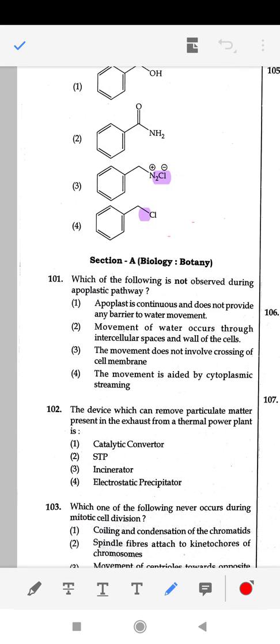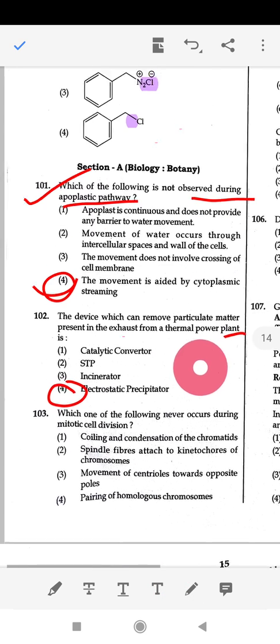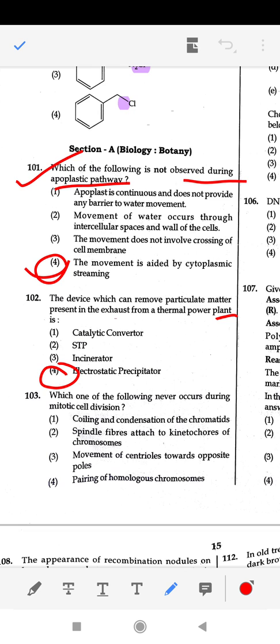First question is, which of the following is not observed during apoplastic pathway? Fourth is the right answer. The device which can remove particulate matter present in the exhaust from thermal power plant is electrostatic precipitator. Which one of the following never occurs during mitotic cell division?